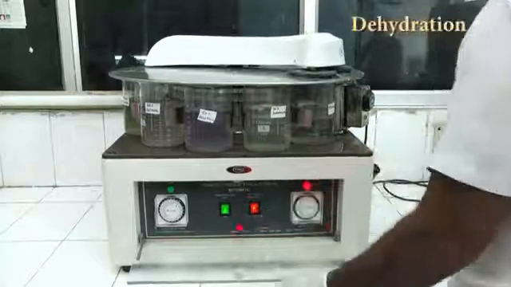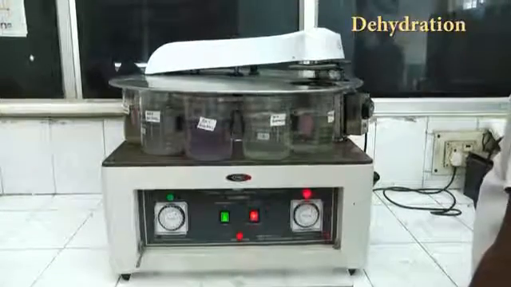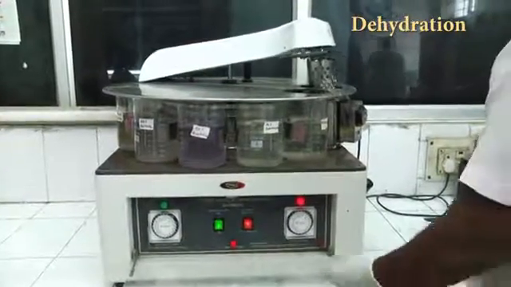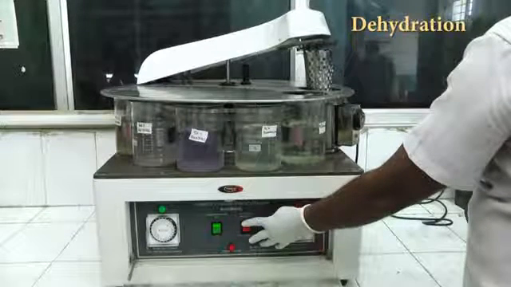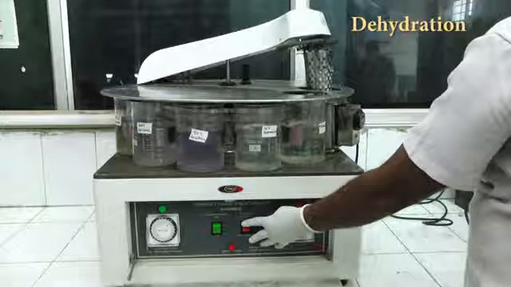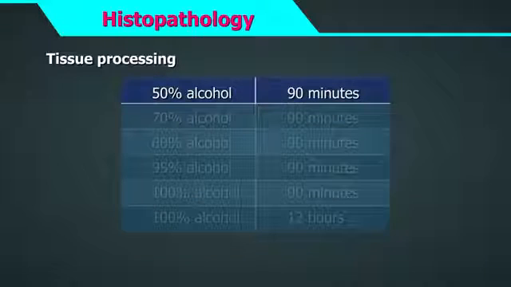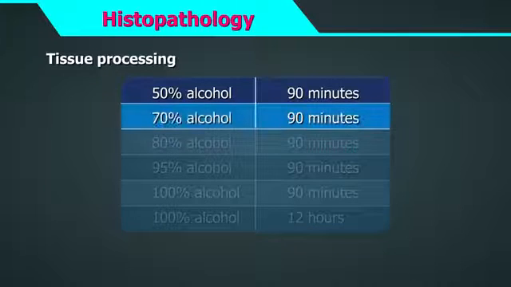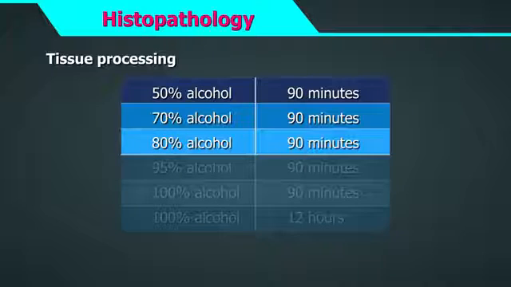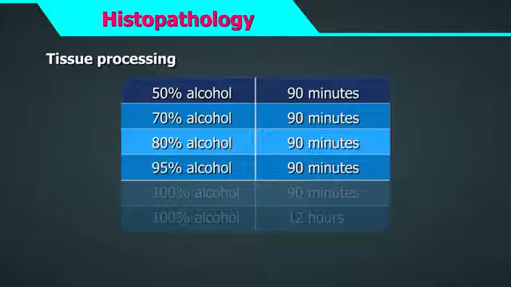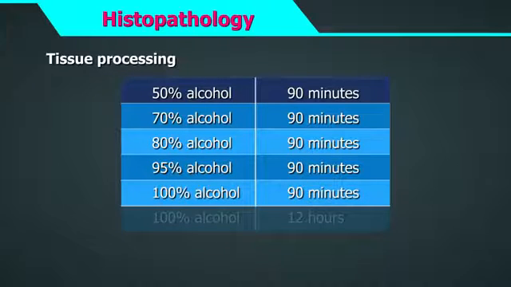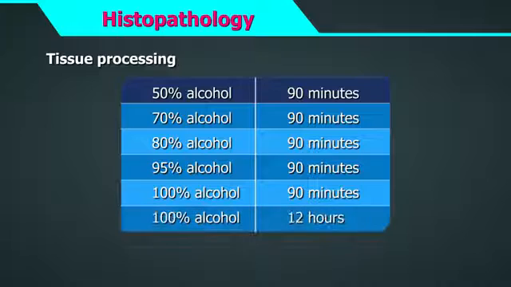This is called dehydration. For this, the tissue is progressively immersed in successively higher concentrations of alcohol till the water is all driven out. The concentrations used are 50% alcohol for 90 minutes, 70% alcohol for 90 minutes, 80% alcohol for 90 minutes, 95% alcohol for 90 minutes, 100% alcohol for 90 minutes, and 100% alcohol for 12 hours.